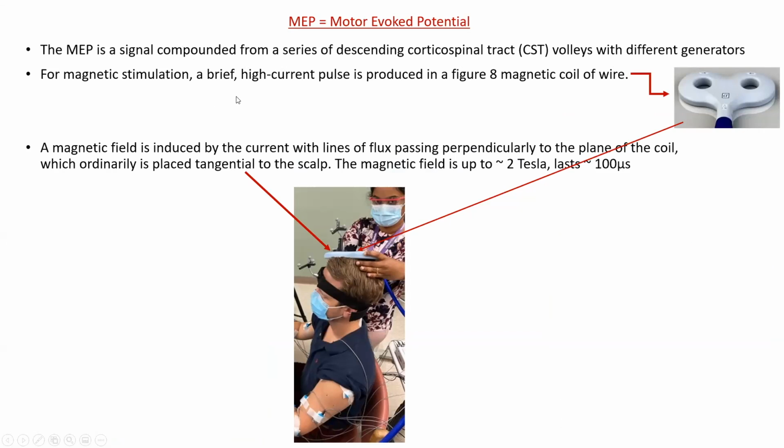For magnetic stimulation, a brief high current pulse is produced by a figure-8 magnetic coil of wire. Here's what a figure-8 might look like. And this magnetic field is induced by the current passing through it, with lines of flux passing perpendicularly to the plane of the coil. So here's the coil, that would be the plane of the coil. And this is ordinarily placed tangential to the scalp. Magnetic fields can be up to 2 Tesla, which is not the automobile, but it's an intensity of magnetism, and it can last up to 100 microseconds.